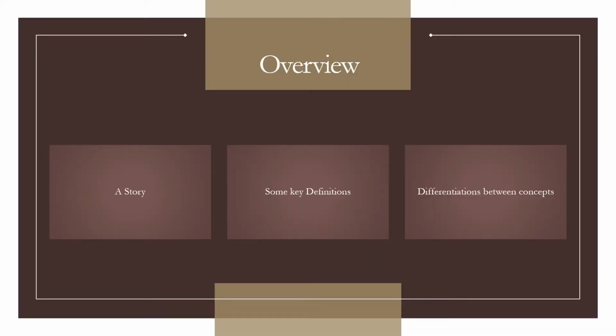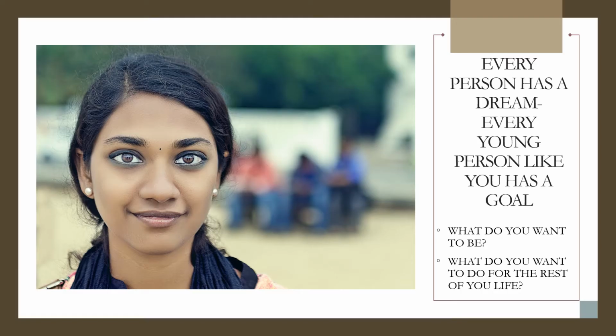Here's an overview of what we will be dealing with in this teaching module. We start with a story, we go on to learn some key definitions, and then we go on to differentiate between some concepts. Here you have a picture of a girl, a student just like you, and what strikes you so much is her eyes. There's hope in those eyes, there's confidence, there are dreams, goals to be achieved.